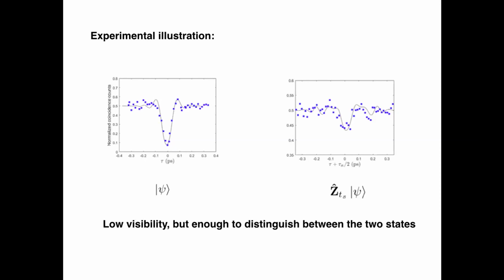What we see here is that the visibility is very low, but it's enough. We have shown that it's enough to see that the time axis is actually displaced. On the left, it's displaced with respect to the right. The zero on the right is displaced. So this shows that this displacement really took place.